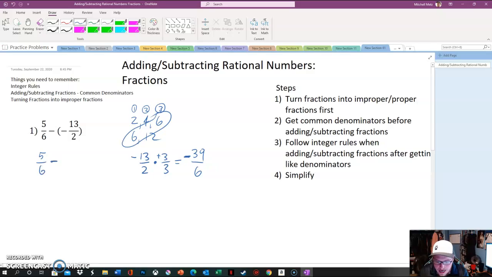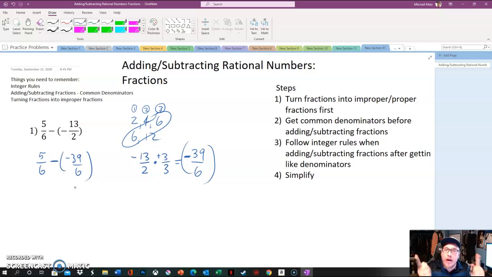So now I'm just going to rewrite my fraction. 5/6 minus, I'm just bringing those down, and I'm going to rewrite this in parentheses right here. So I'm going to rewrite negative 39 over 6. Now, what I'm going to do is, I am going to add my fractions, but I'm going to follow integer rules. So remember, when you add fractions, you keep the same denominator. So this is going to actually look really easy once you think about it. So I'm going to only add the top numbers. So I'm just going to rewrite all this on top of the 6.